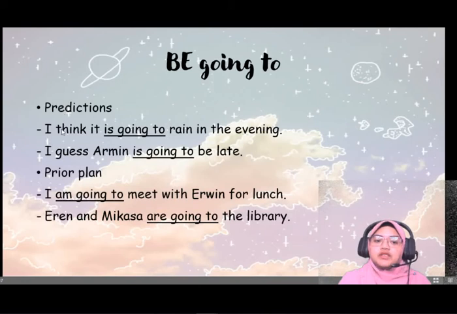So for predictions, I think it is, is the BE verb because it is singular, one person. I think it is going to rain in the evening. So you predict that it will rain. And next is, I guess Armin is going to be late. So we use is because Armin is only one person. And prior plan means that you already have a plan for it to happen. You know that you will do it.